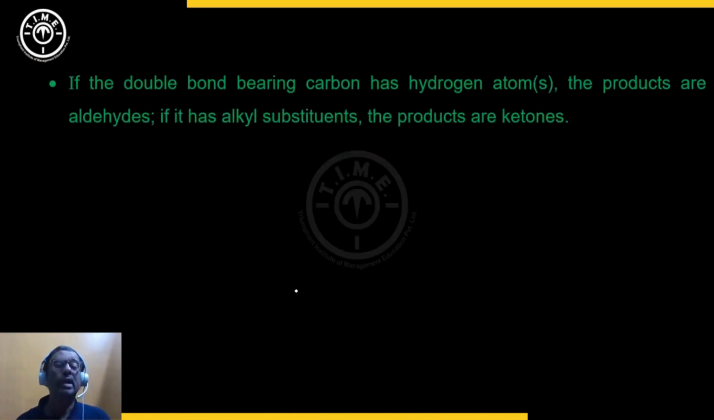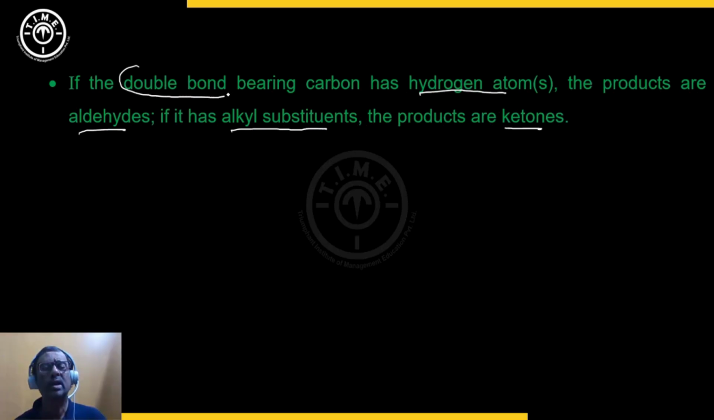Next, if the double bond bearing carbon has hydrogen atoms, at least one hydrogen atom, then the product, or products, will be aldehyde. If it has alkyl substituents, there is no hydrogen, then it is a ketone. So we have started with only a double bond, meaning an alkene, right, is the focus now. If it has at least one hydrogen, we get an aldehyde. If there is no hydrogen, we get a ketone. Is that clear?